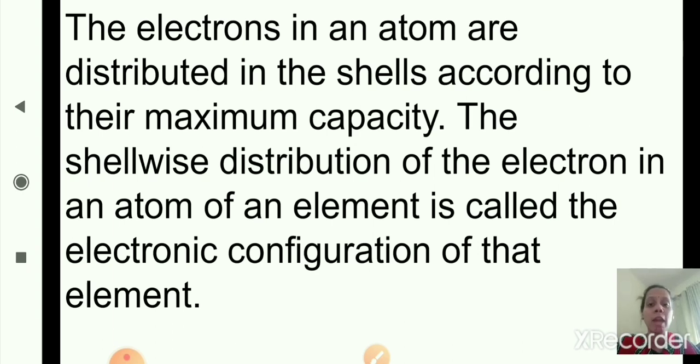What is the maximum capacity of K shell? 2 electrons. L shell? 8 electrons. M shell is 18 electrons. N shell is 32 electrons. So the shell-wise distribution of the electrons in an atom of the element is called the electronic configuration of that element.